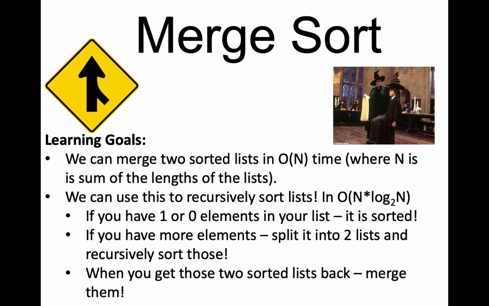Let's wrap up with a review of MergeSort. So we can merge 2 sorted lists in O of n time, where n is the sum of the length of the 2 lists. And then we can also recursively sort lists. If we have 1 or 0 elements, it's just already sorted. If you have more elements, we can split it into 2 lists and recursively sort those. And then when you get those 2 sorted lists back, you can merge them.